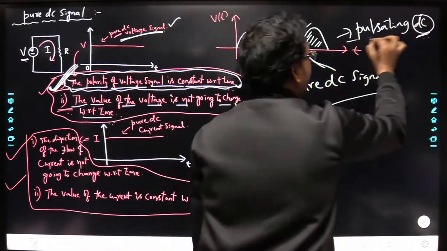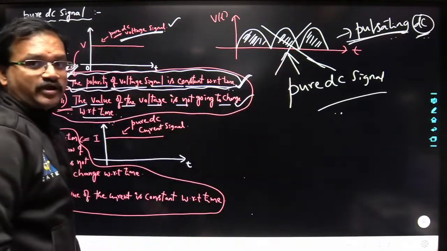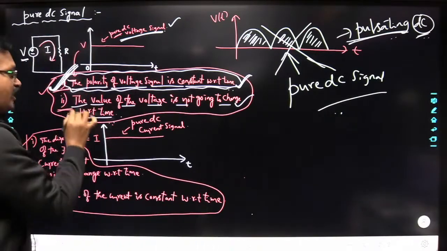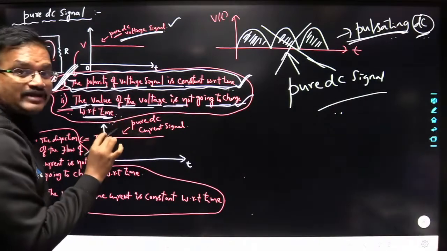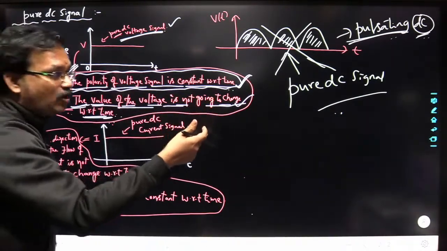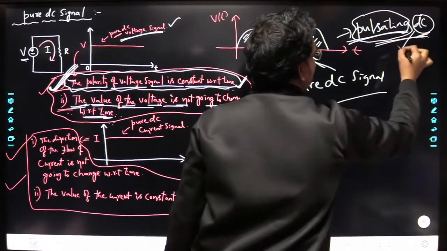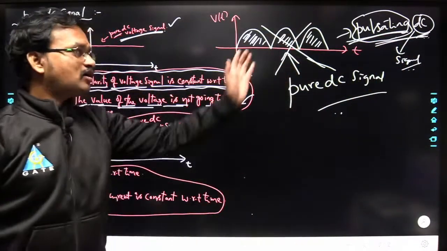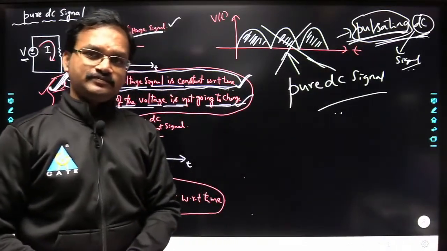But why are we calling it pulsating? Because the value of the voltage is changing with respect to time. That means it is not maintaining a constant value of the voltage; it is changing with respect to time. It is pulsating. So that's why it is called a pulsating DC signal. It is not called a pure DC signal.